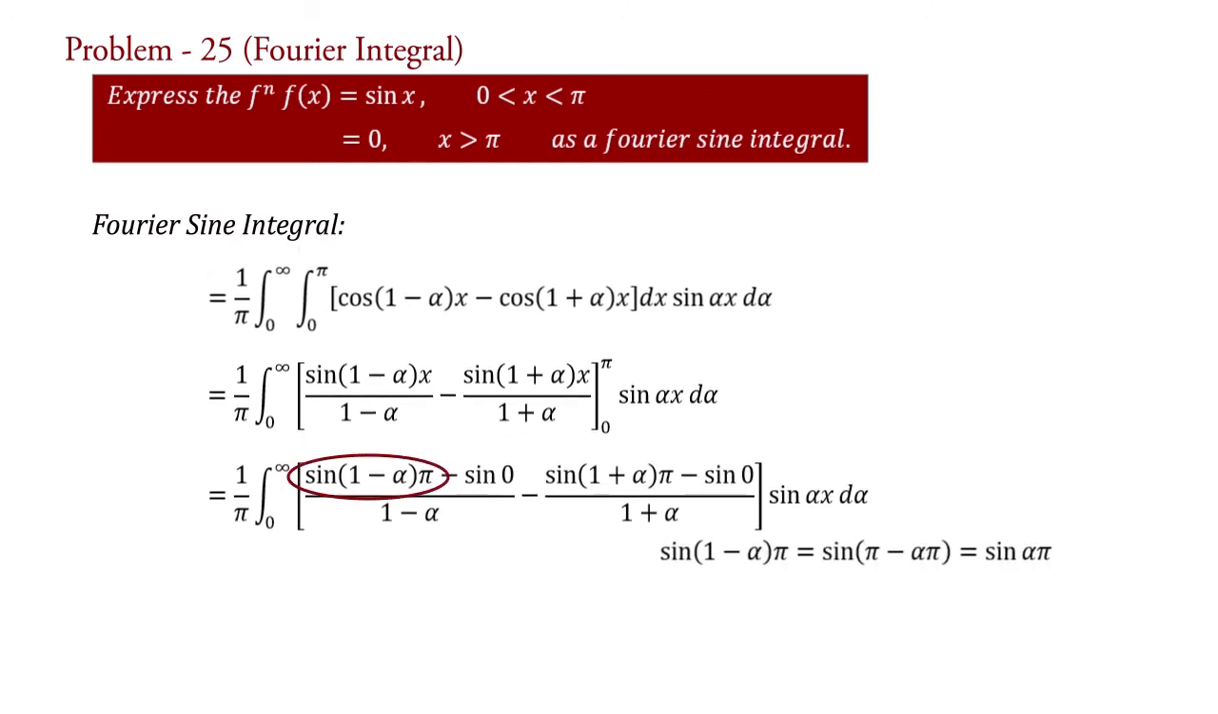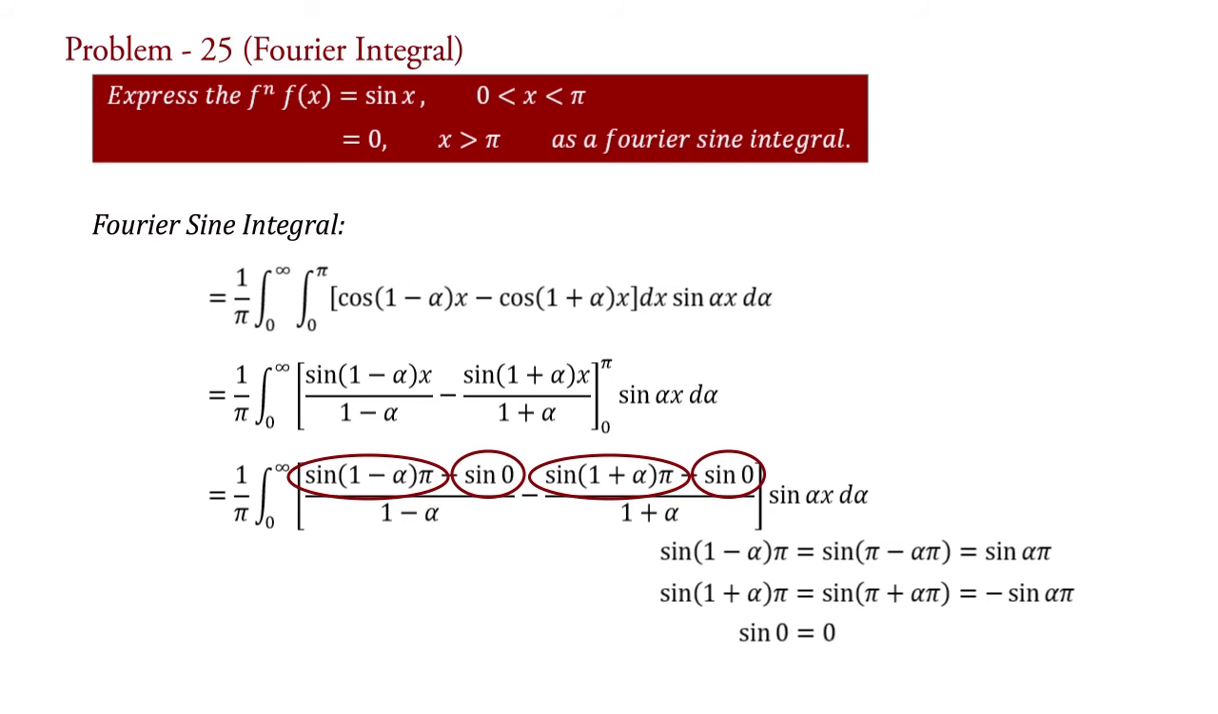Since sine of 1 minus alpha into pi equal to sine of pi minus alpha pi equal to sine alpha pi, and sine of 1 plus alpha into pi equal to sine of pi plus alpha pi equal to minus sine alpha pi, and sine 0 equal to 0. Therefore, f of x equal to 1 upon pi integral 0 to infinity into sine alpha pi upon 1 minus alpha minus sine alpha pi upon 1 plus alpha into sine alpha x d alpha.